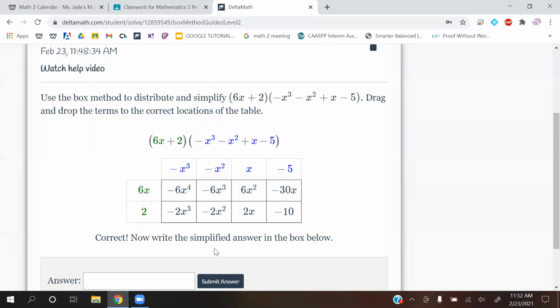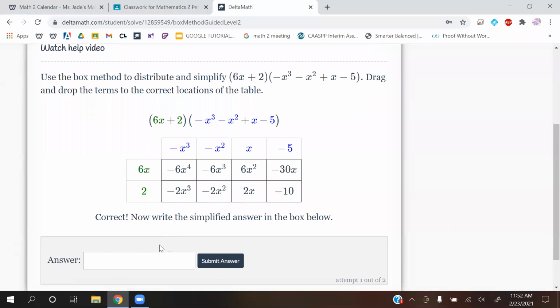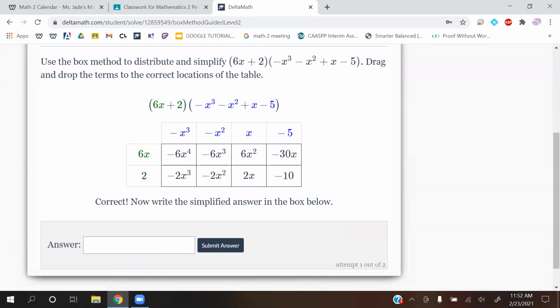And I'm going to click try, and it says correct. Now write the simplified answer in the box below. So once again, when you simplify it, all you have to do is combine the like terms. So I'm just going to circle the like term pairs.